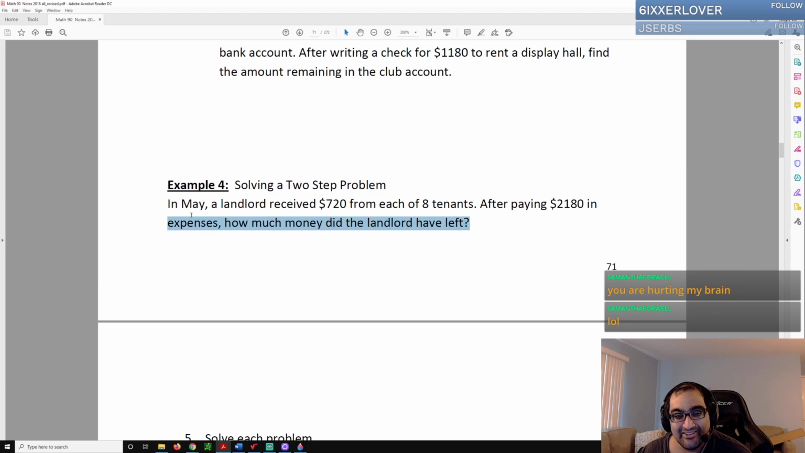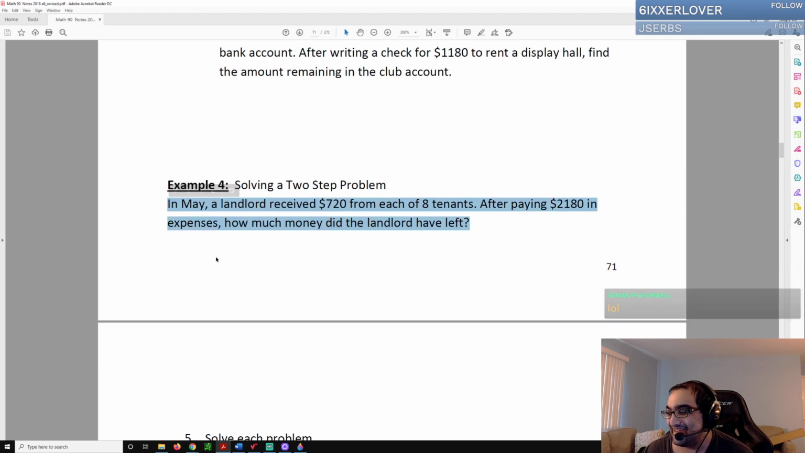All right, let's go ahead and take a look at this example. In May, a landlord received $720 from each of 8 tenants.